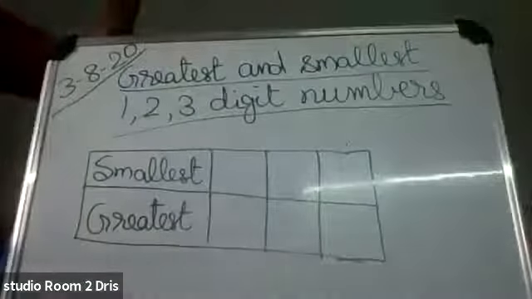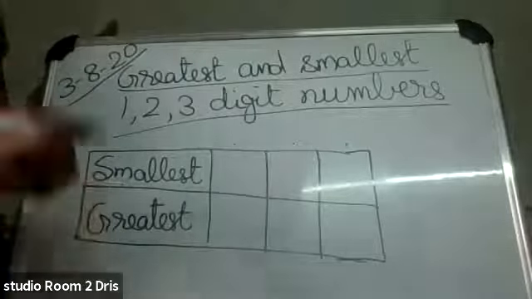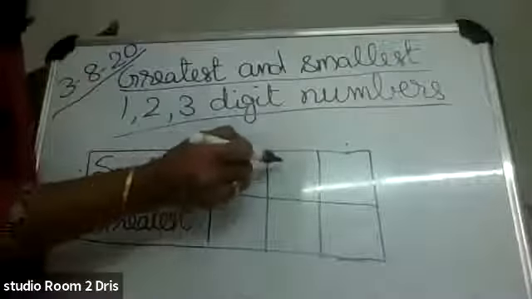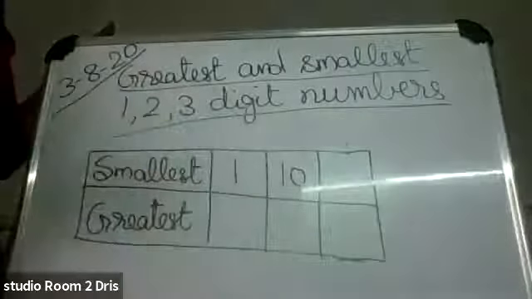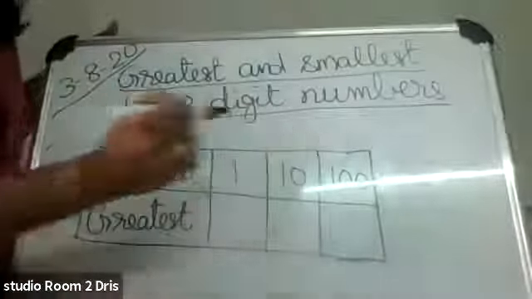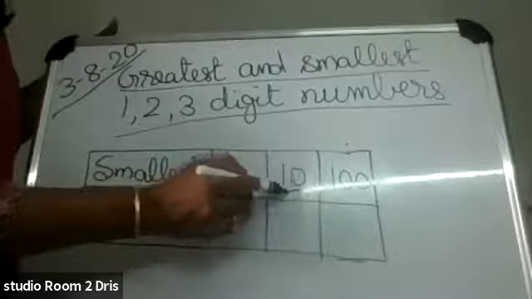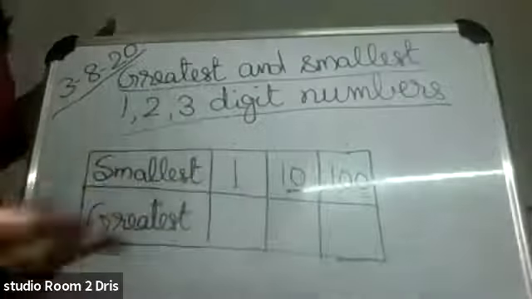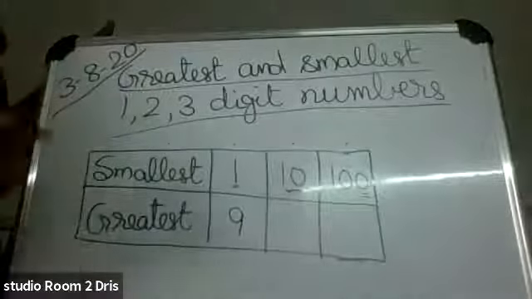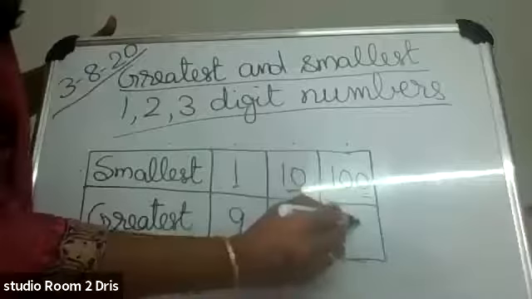Okay. Now, see, all of you look here, smallest one digit number is 1. Smallest two digit number, write that 1 and put 0, 10. Smallest three digit number is 1 and 2 zeros. In the first, the one digit number, you will get only 1. In the two digit numbers, you have to include 10. In three digit numbers, you have to include one more 0. Now, greatest one digit number is 9. Greatest two digit number is 2 9s. Greatest three digit number is 3 9s.